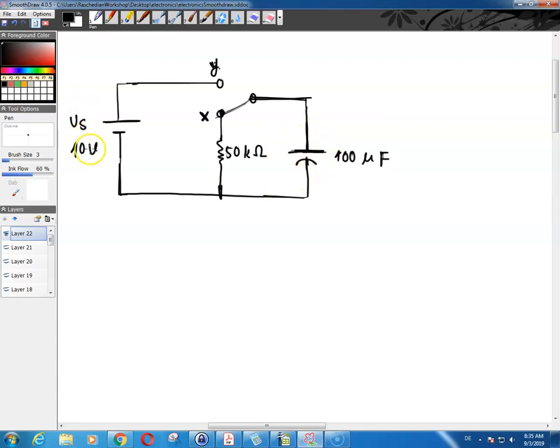Now when the switch is moved to position Y, the capacitor begins to charge, connected to the power supply. What is the charging time constant? So the charging time constant of the capacitor would simply be, with the switch connected here, that this resistor is not a part of the circuit anymore.